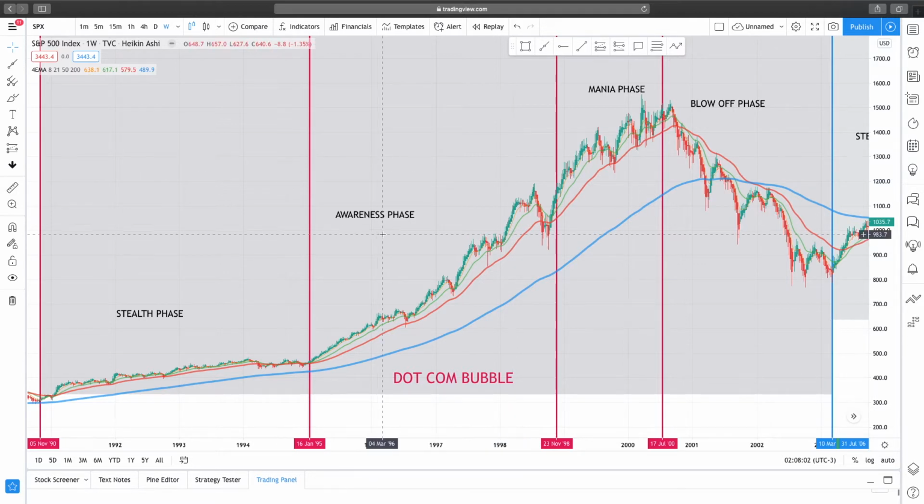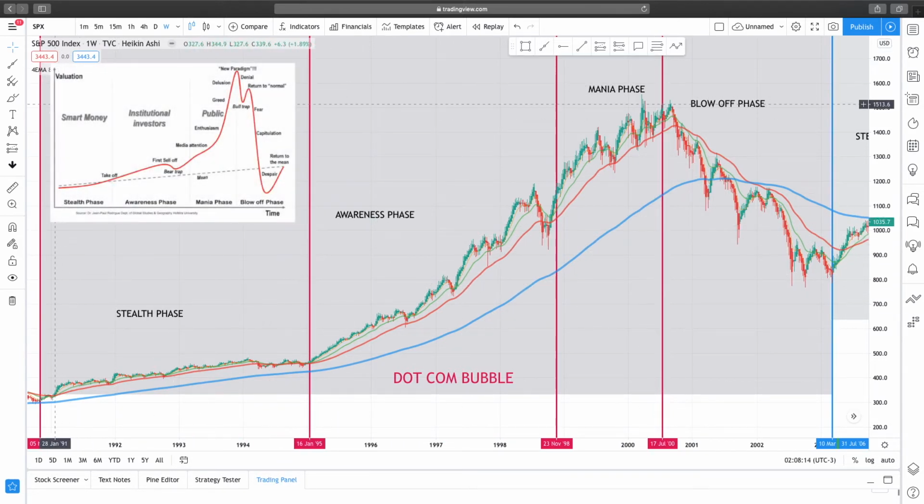So we're going to take a look at 2 separate boom and bust cycles, starting with the dot-com bubble. And what I've done is I've plotted the 4 various phases along the duration of that cycle, and I've superimposed our chart in this area so that we can use it for reference to see which phases we're talking about. So as you can see, we had around a 5-year stealth phase where there was very little growth in the markets between 1990 and 1995.